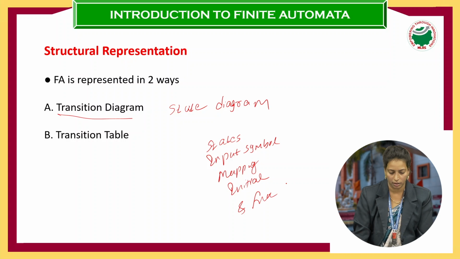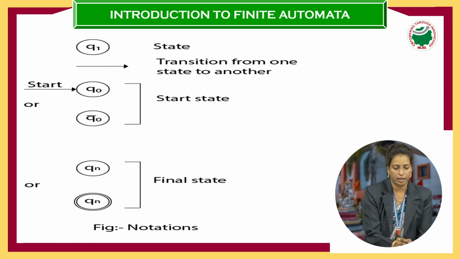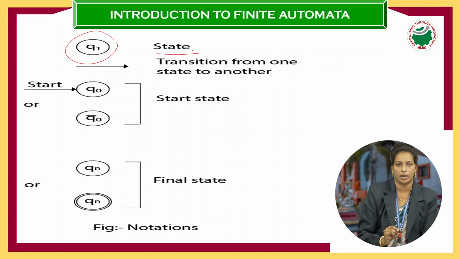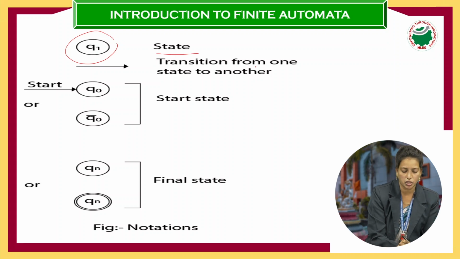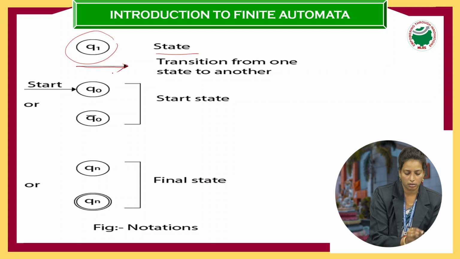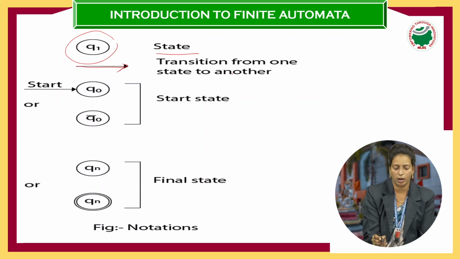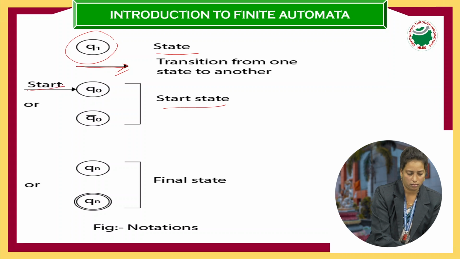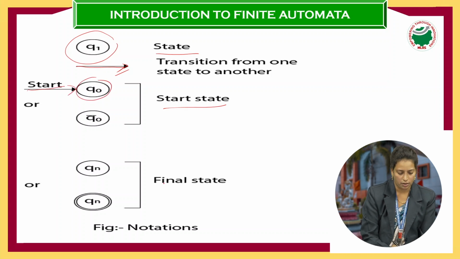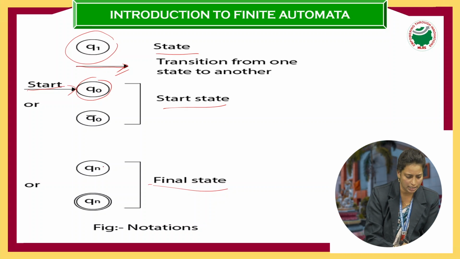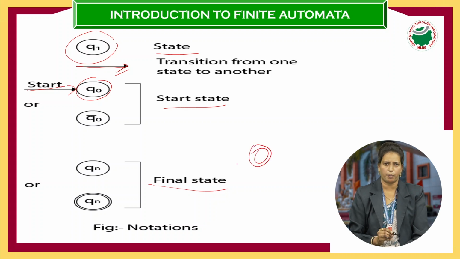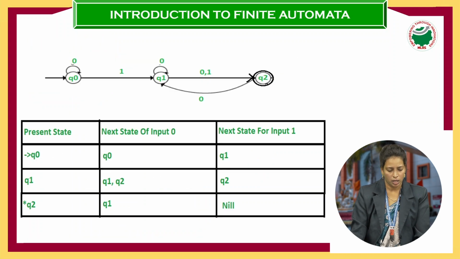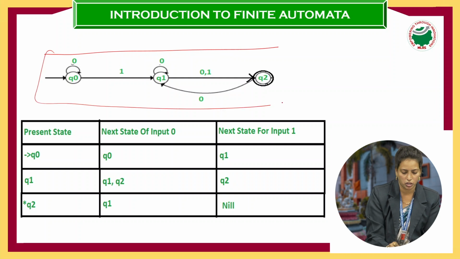Let us consider one example. Here a state is represented by a circle. Next, a transition means a single arrow, from one state to another state. Next, the starting state is marked like this. Next, the final state is represented as a double circle. These are the notations in a transition diagram. So, this is my example transition diagram.